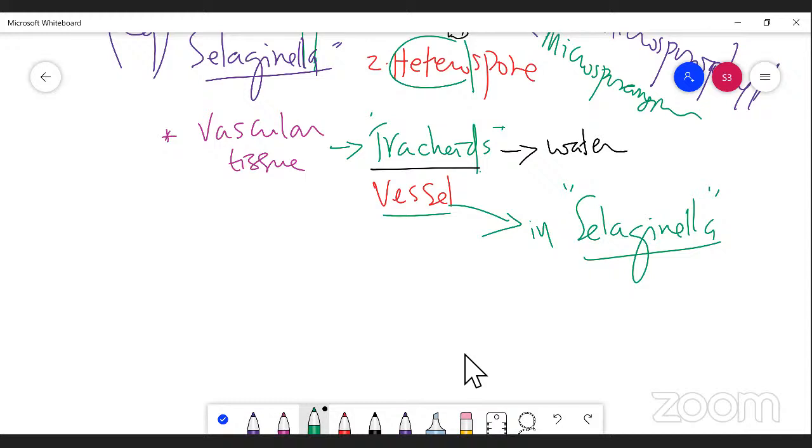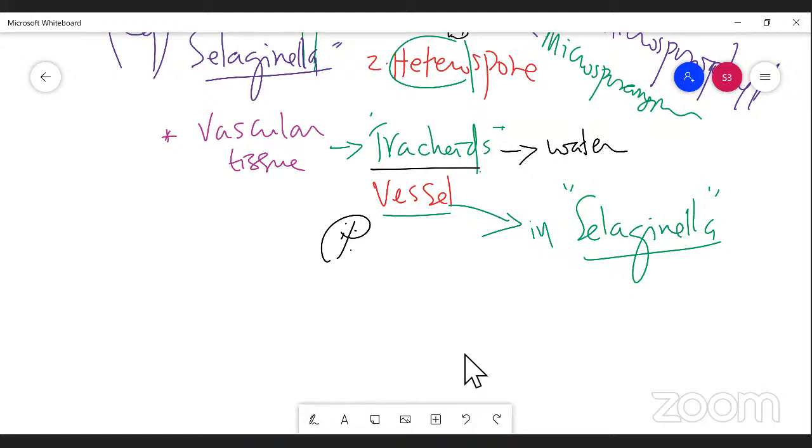In the case of Selaginella, here you can expect a question: which of the following members of Pteridophyta consists of vessels for conduction of water? The answer is Selaginella. Selaginella belongs to which category? The pteridophyte category. Which of the following xylem elements is the chief water conducting tissue in Selaginella? A tracheid, B vessel, C xylem parenchyma, D xylem fiber. The right answer is vessel.